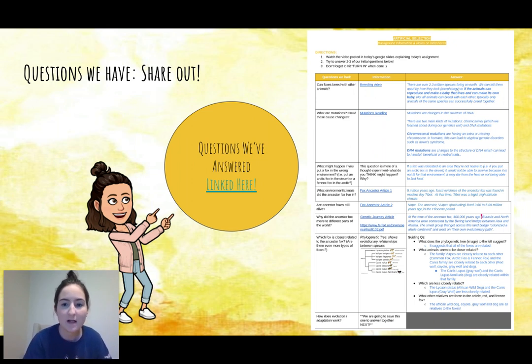What environment or climate did the ancestor fox live in? They lived 5 million years ago, and fossil evidence of the ancestor fox was found in modern-day Tibet. At that time, it was a frigid, high-altitude climate. So very interesting for those of you who want to learn about the ancestor fox. Are ancestor foxes still alive? Nope, they're not. The ancestor lived 3.6 to 5.08 million years ago.